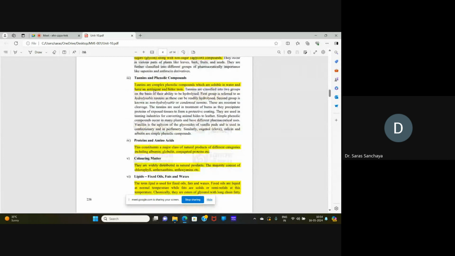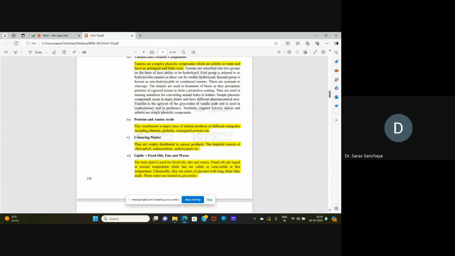Then proteins and amino acids, again an important classification. These constituents are a major class of natural products of different categories, including albumin, globulin, and conjugated proteins, which can be used as drugs. Coloring matter. They are widely distributed in natural products. The majority consist of chlorophyll, anthocyanin, etc.